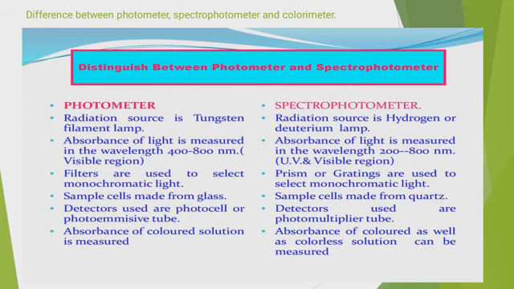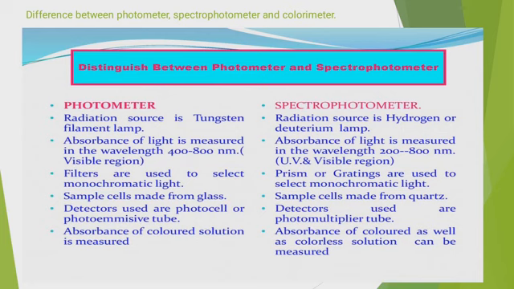Filters are used to select the monochromatic light. For making monochromatic light, that is single wavelength light, we use the filters or monochromators in the photometers. But in the spectrophotometers we use the prism or grating to select the monochromatic light, instead of using the filters.